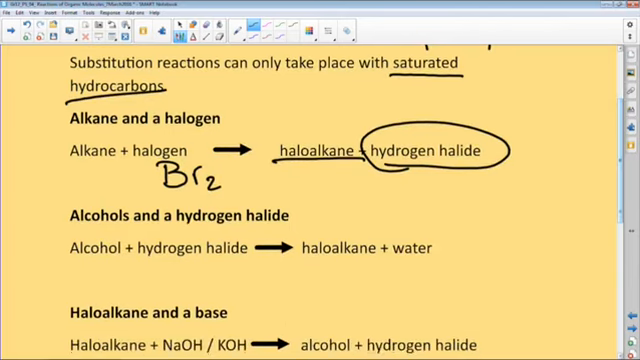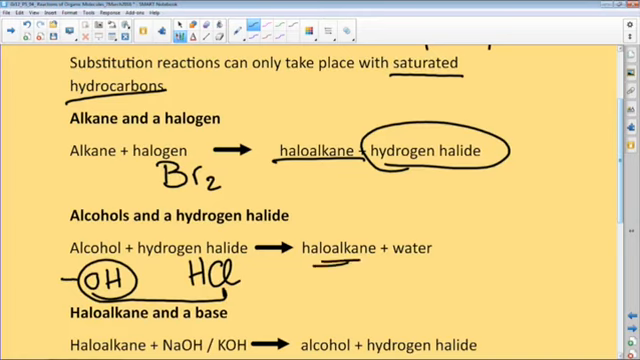If we take an alcohol and we add a hydrogen halide, we have the OH, and let's say this is hydrogen chloride for a change. What's going to happen here is the chlorine comes along and substitutes itself with the OH, sorry, with the hydroxyl. That means this haloalkane will have the chlorine attached to it, and this OH bonds with that hydrogen, and that creates the water. Okay, so that's where we get the water from.